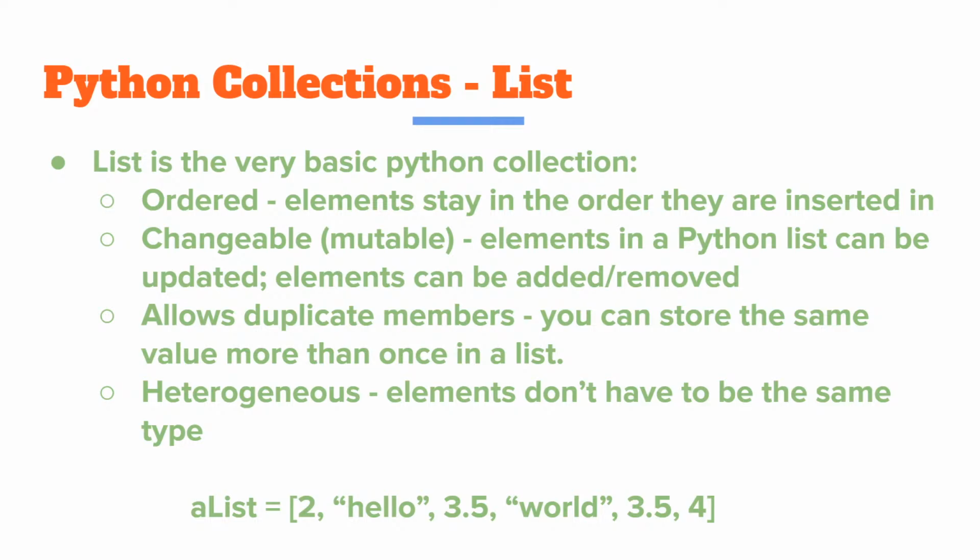So these are the basic characteristics of a Python list. We're going to go over some of the examples in more detail later on, but that's the basic information. So you guys can read over that for a second.